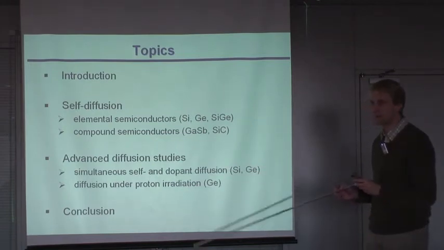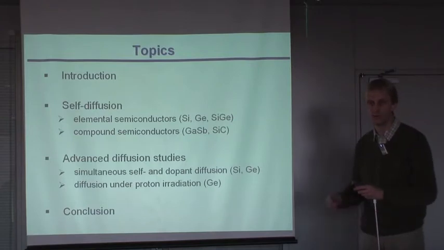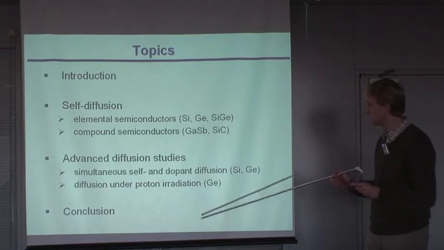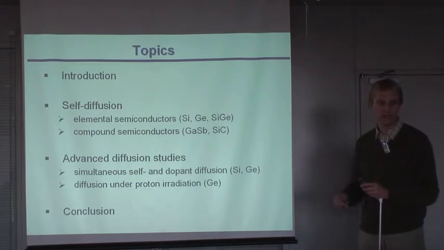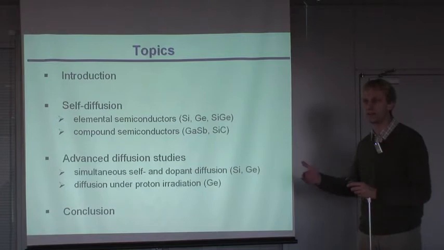And how does this affect the diffusion? You do an irradiation and the annealing simultaneously, and how this affects the diffusion, I will show you in the case of germanium, where we got very surprising results, which, as you will see, can then be used also for the development of the next generation of MOSFET devices.